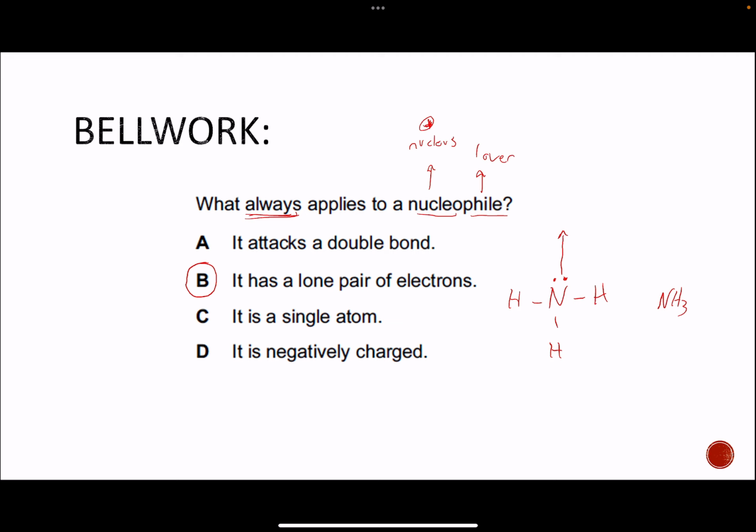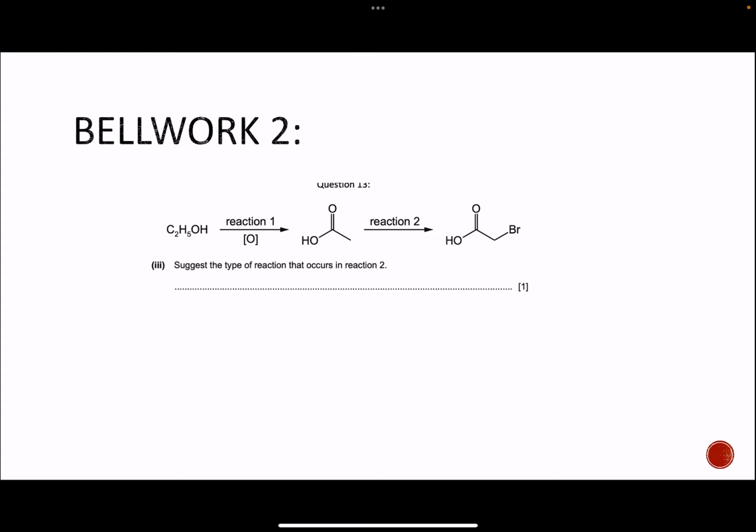Let's go ahead and take a look at bell work 2. I'm going to pause again, and then we'll go over the answer. All right, so take a look carefully at this question. It says, suggest the type of reaction that occurs in reaction 2.